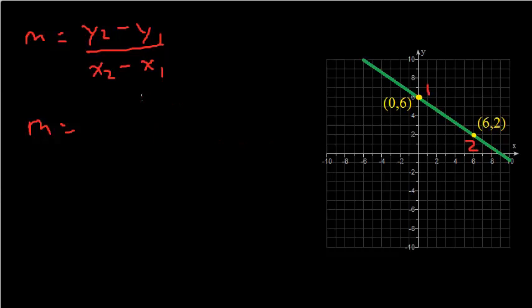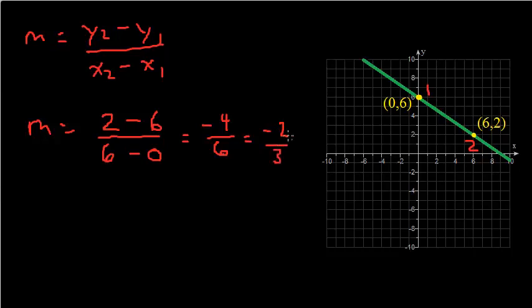So my y2 is 2 minus my y1 of 6. My x2 is 6 minus my x1 of 0. So here I have 2 minus 6 gives me a negative 4, and 6 minus 0 is 6. I reduce this fraction and get a negative 2/3. So this is my slope for this line.